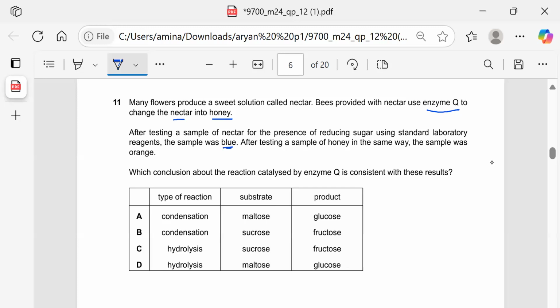That tells me that the nectar carries non-reducing sugar because the Benedict test came blue. However, when I check honey, honey tests positive for reducing sugar because it is orange, so honey carries reducing sugar.